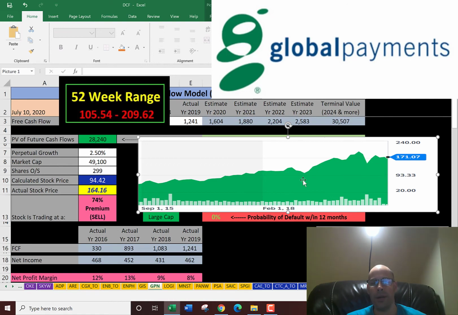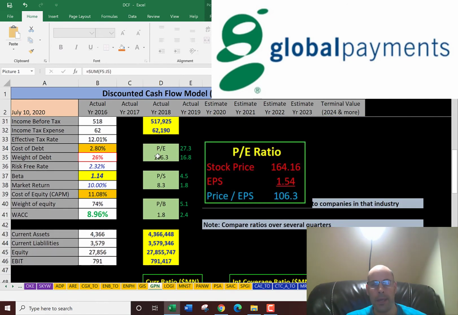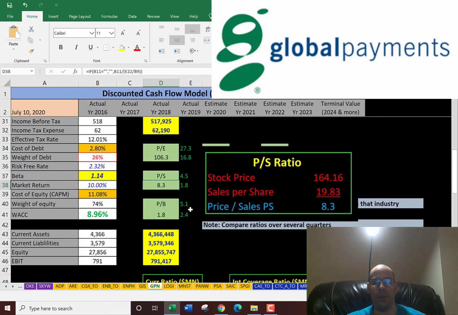So let's look at the financial ratios, get some more information on the company. They have a really high PE, a terrible PE of 106. That's price of stock over earnings per share. That indicates investors are willing to pay $106 for $1 of earnings. I like to see 15 or under for this. Price to sales is 8.3. That's price of stock over sales per share. I like to see under 2.5 for this.